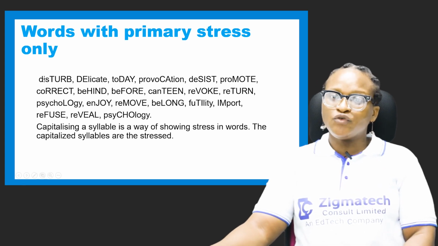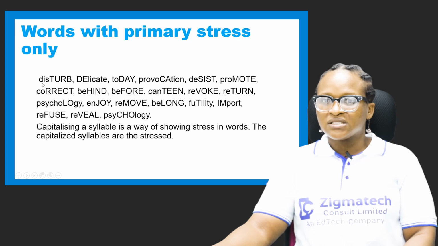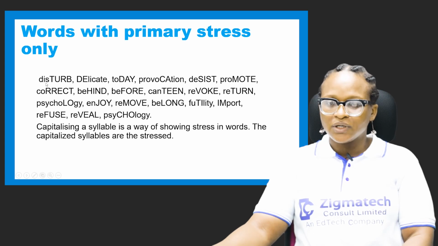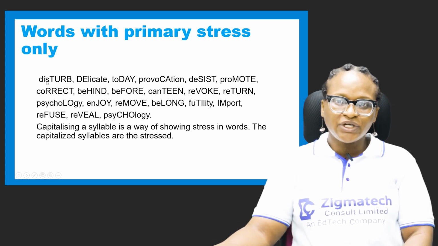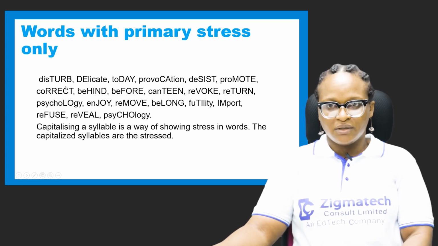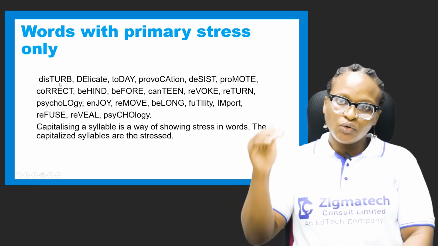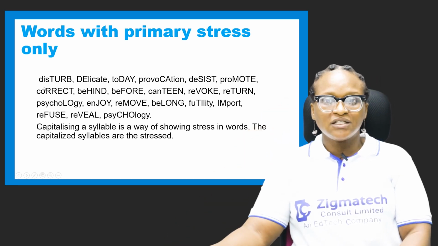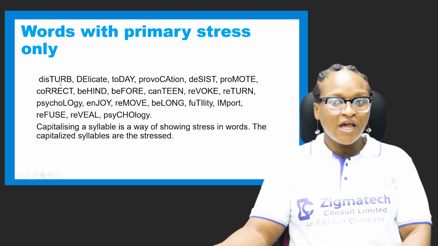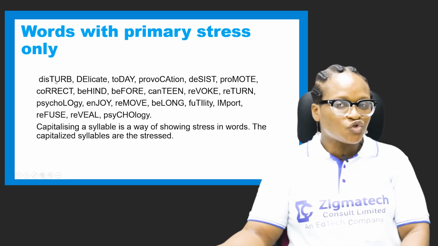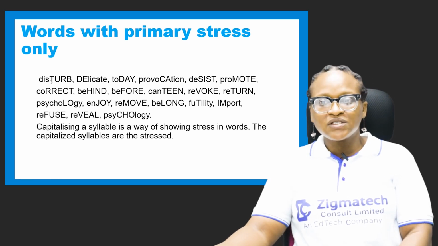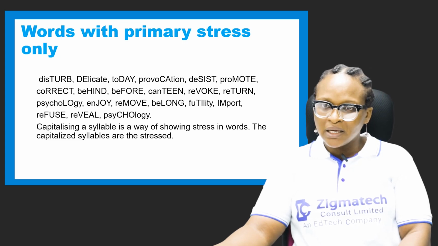So words with primary stress, we have the word disturb. Stop disturbing me. If you can't pronounce disturb, that means you have not accentuated the word properly. So it is dis and turb. Once you get to the second syllable, it goes high. As a matter of fact, disturb is a verb, all right? So one thing we must know is that verb words with two syllables are usually stressed on the second, all right? Verb words with two syllables are stressed on the second syllable.